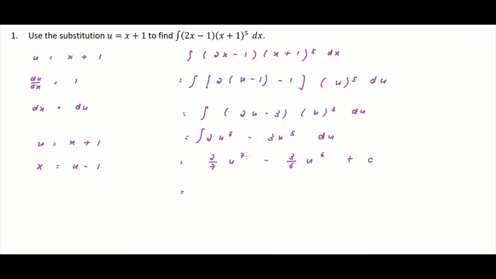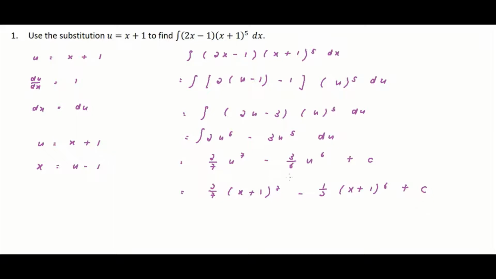Okay, so after you get your answer in u terms, don't forget your question actually asks you to do the integration in terms of x. So after doing your substitution, we need to change it back to x. So what is u? u is x plus 1. So that's why 2 over 7 (x plus 1) to the power of 7 minus 1 over 2 (x plus 1) to the power of 6, okay, then after that plus c. All right, so this is how we get to our answer.